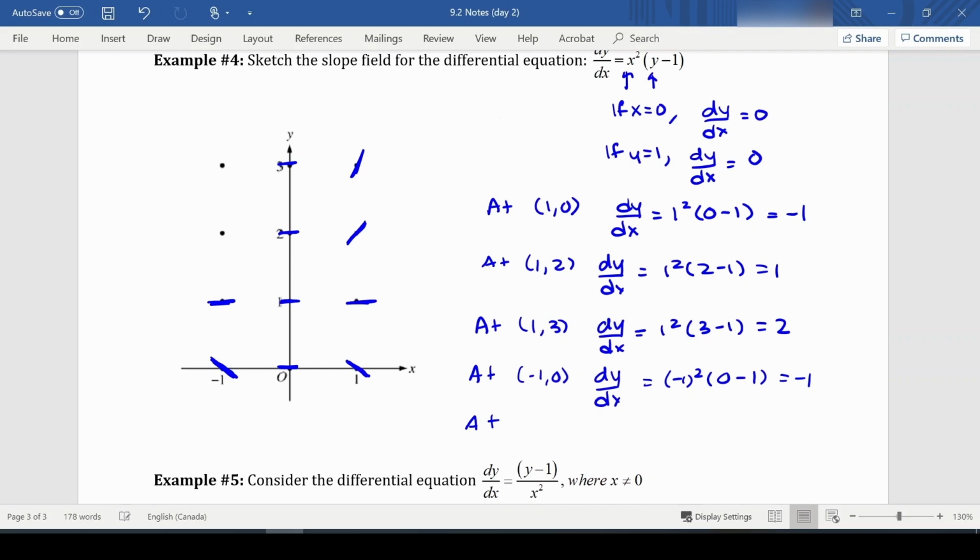Okay, and then we've got at negative 1, 2, because negative 1 is squared, that should be the same as 1, 2. This should be 1. And same thing when we do at negative 1, 3, because the x coordinate is squared, that should be the same as 1, 3. This is going to equal 2. So these ones are a little bit more complex because you do have to consider both x and y. So they take a little bit more time. Again, if you're writing an AP exam, this is about the size of the slope field they usually tend to give you.